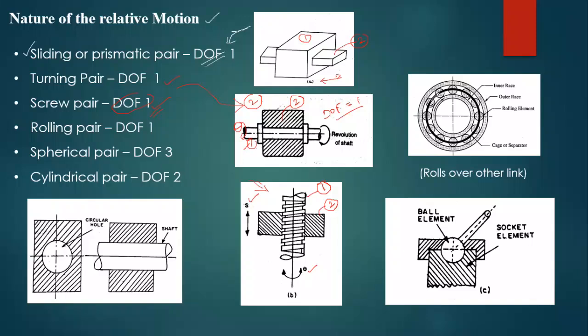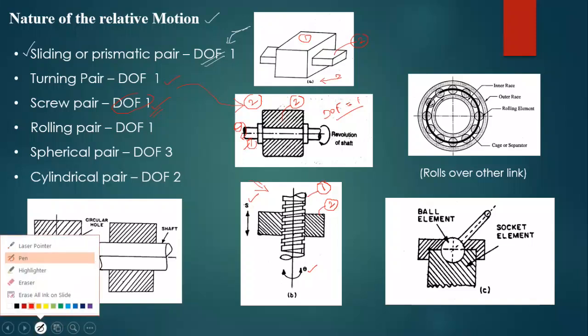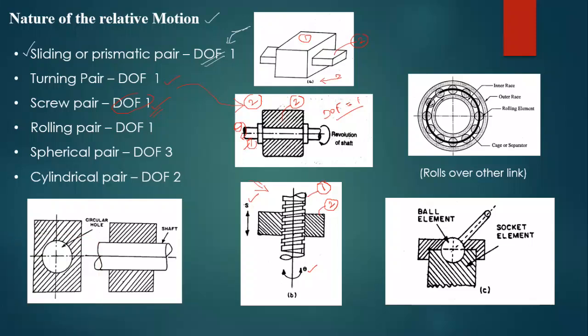One is translational motion, another one is rotational motion, right? Translational motion with respect to 3 axes x, y, z, whereas rotational motion is with respect to 3 axes x, y, z. So totally the rigid body possesses 6 degrees of freedom, right?